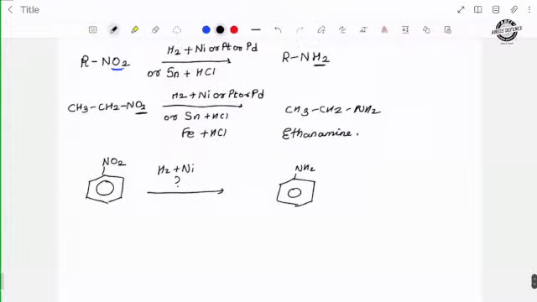Next is from alkyl halide, which is known as Hoffman ammonolysis method. So the first name reaction is Hoffman ammonolysis method. Somewhere I've heard Hoffman, where? Hoffman bromamide degradation. And there was one more in halogen derivatives.